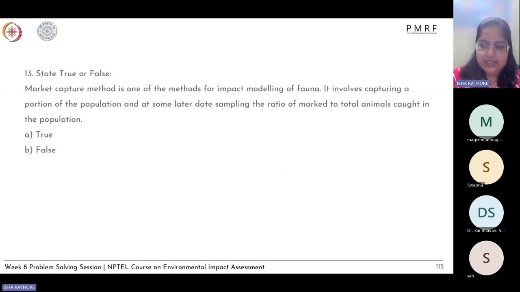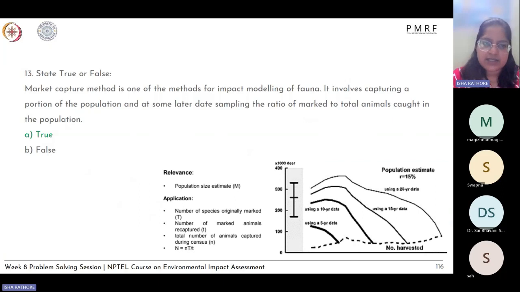Okay, we have two answers A. So A is the correct answer. That is in the mark-recapture method, it's for impact modeling of fauna. So we capture a proportion of the animal population, and at some later date and sampling, we do the ratio of the marked animals to the total animals which were caught. So the statement is true. That is A is the correct answer. Moving on to the next question.